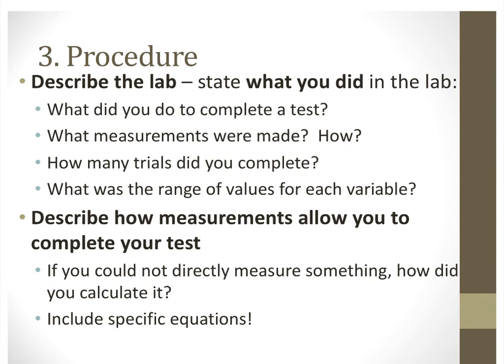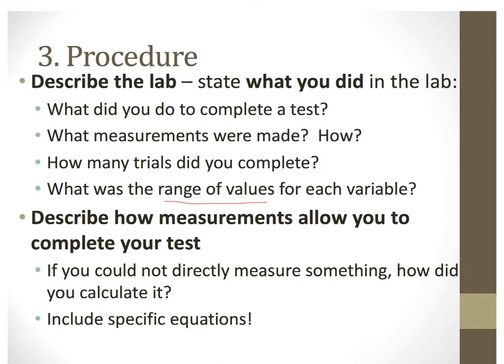Next, we're going to describe the lab. That's really the bulk of the procedure. State what you did. What did you do to complete a test? How many measurements or what measurements were made and how were they made? In other words, what equipment did you use? If you did multiple trials, how many trials did you complete? That's a good question to answer. What was the range of values? So maybe you say something like you pulled the car back 7 different distances between 5 centimeters and 20 centimeters, or something along those lines. Giving the range of values. You don't want to list every single value. That's really not necessary. But giving a range is a nice, concise way of giving the reader some idea of what values you tested.